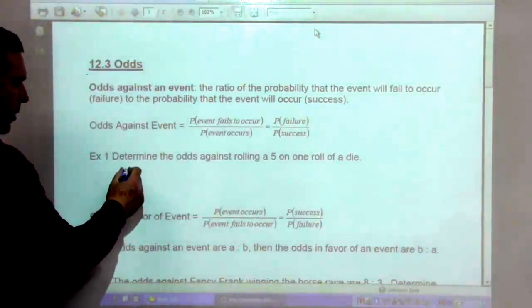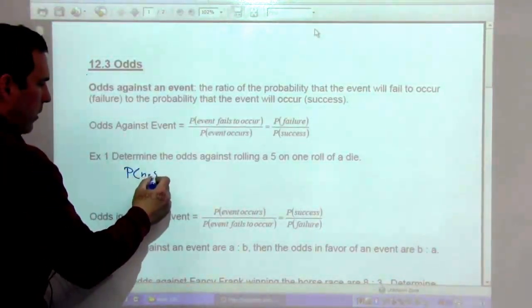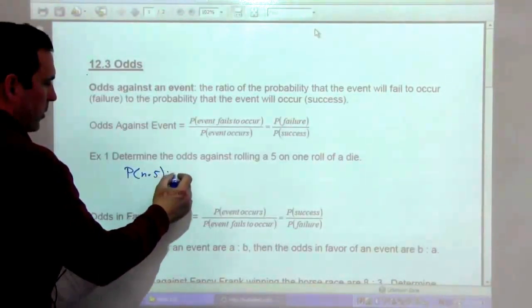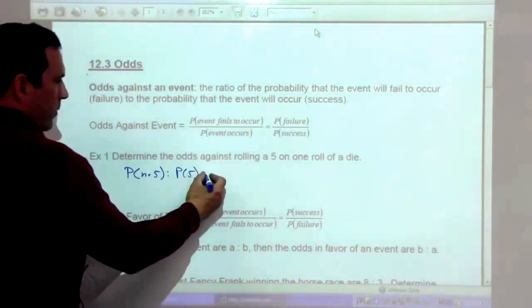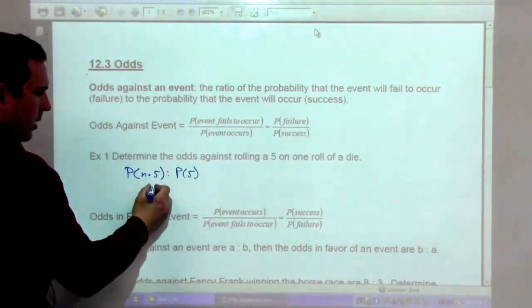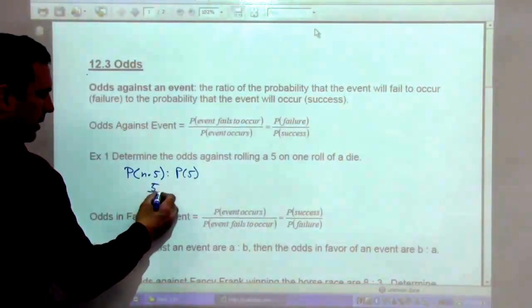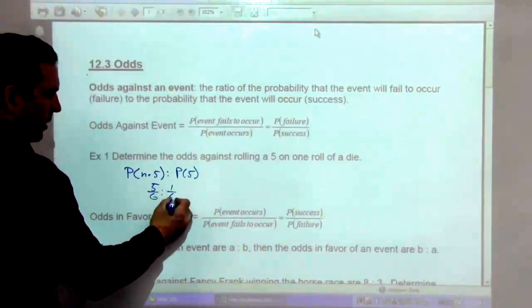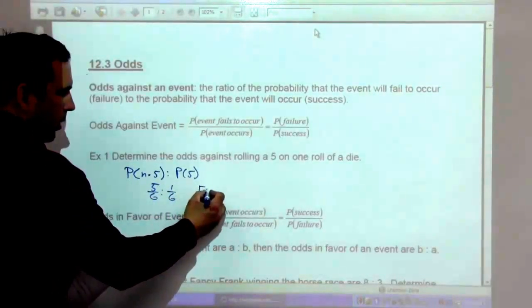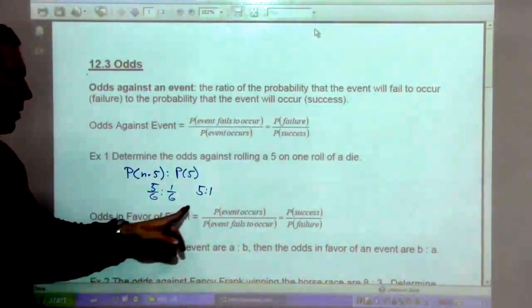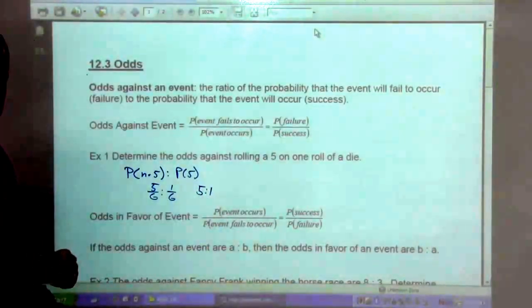So the probability of no 5 compared to the probability of a 5. So that's going to be 5 out of 6 compared to 1 out of 6. There's 5 non-5s, there's 1 5, or 5 to 1. The odds against rolling a 5 is 5 to 1.